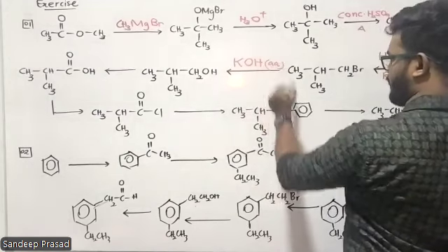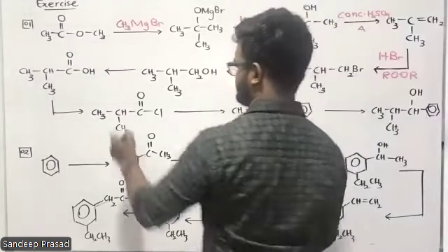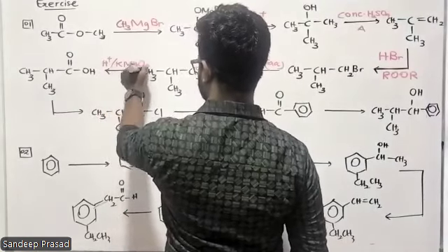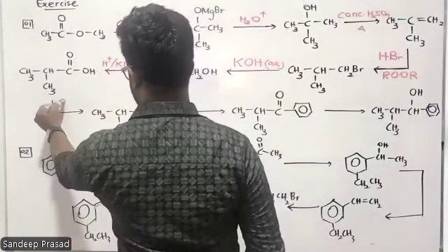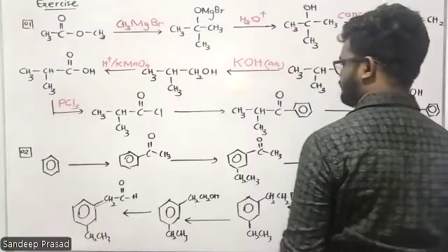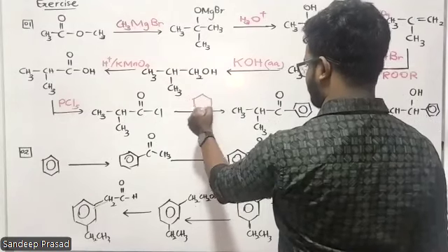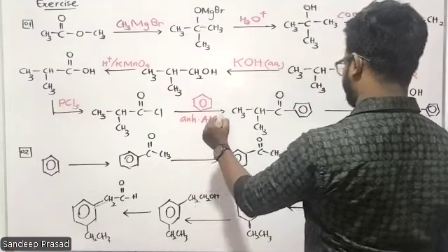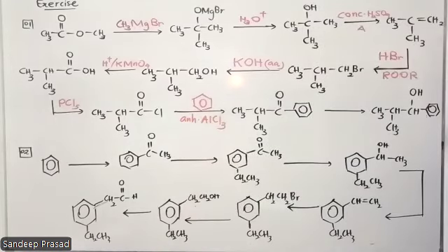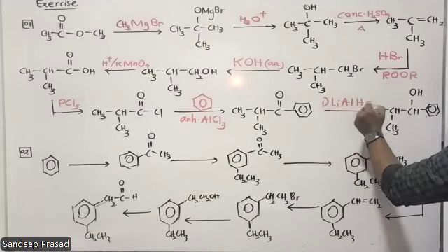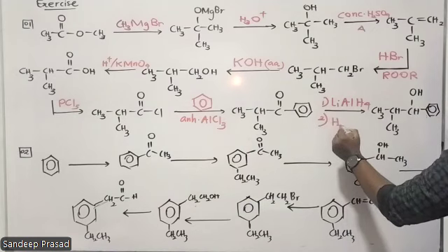Aqueous KOH. Acidic KMnO4 is added. PCl5. And here this is Friedel-Crafts acylation. Benzene, anhydrous aluminum trichloride. This is actually reduction. Let me put lithium aluminum hydride, secondly H3O+.